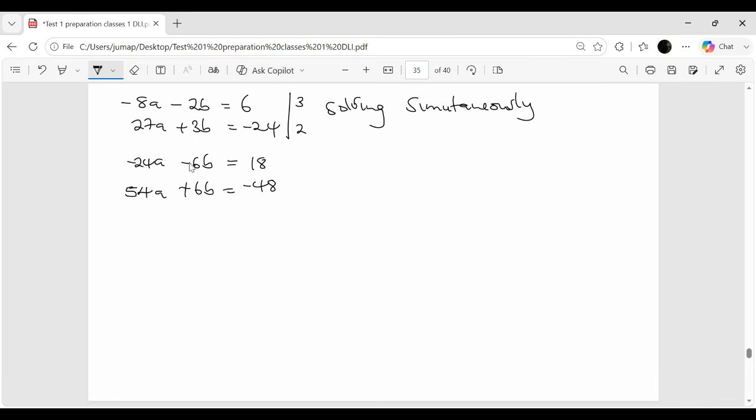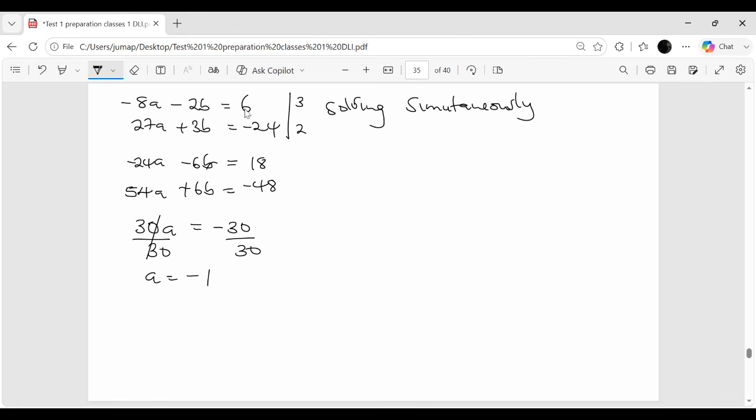Okay, as a result, this will give us 0 for b, and then after that, negative 24a plus 54a is going to give us 30a. Then it is equals to positive 18 plus negative 48, which is going to give us negative 30. So you divide both sides by 30. As a result, your a is going to be equals to negative 1.